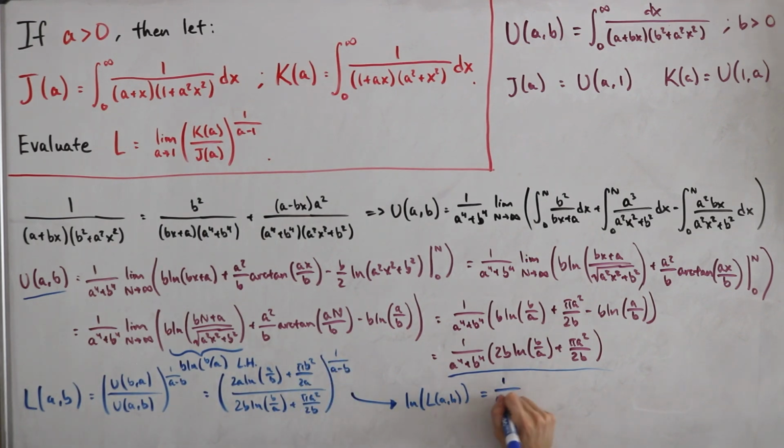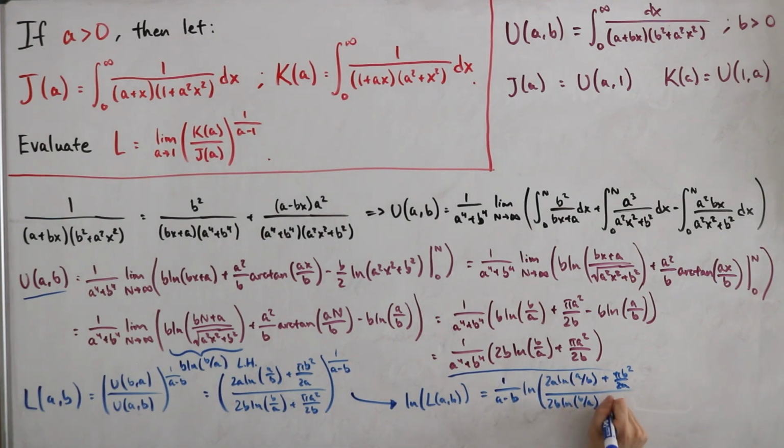So 1 divided by a minus b, then times the natural log of the same thing over here, 2a ln of a divided by b plus pi b squared divided by 2a, all this being divided by 2b ln of b divided by a, plus pi times a squared divided by 2b. Okay, so there's that. And with that being the case, let's now take that limit as we're going to let b approach a in this case.